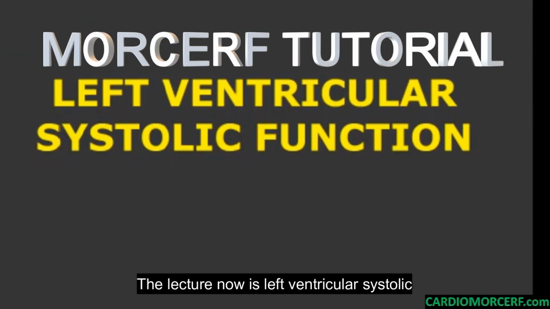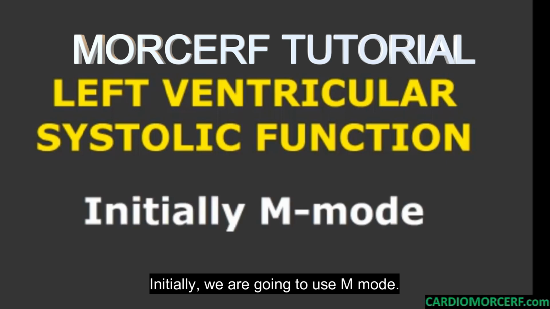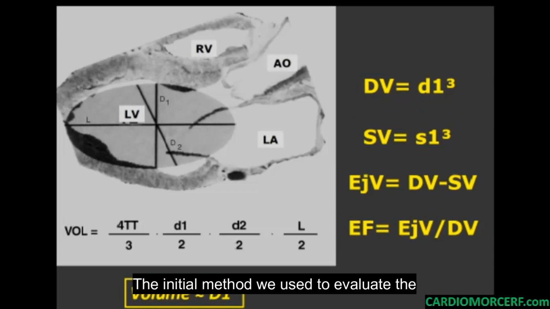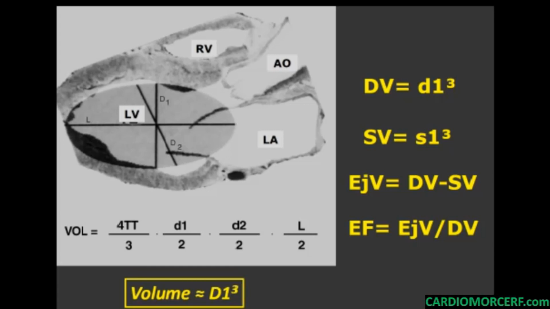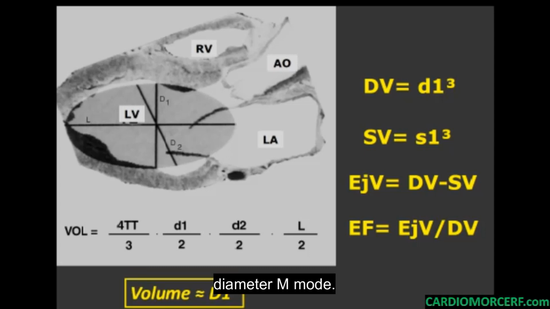The lecture now is the left ventricular systolic function. Initially, we are going to use M mode. The initial method we used to evaluate the left ventricular function as ejection fraction was using M mode since the very beginning of echocardiography, and yet today we still use the left ventricular short diameter M mode.